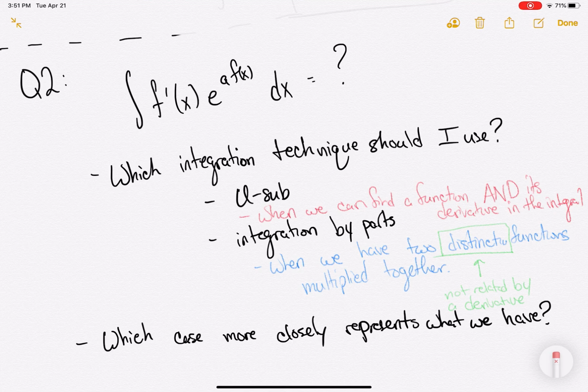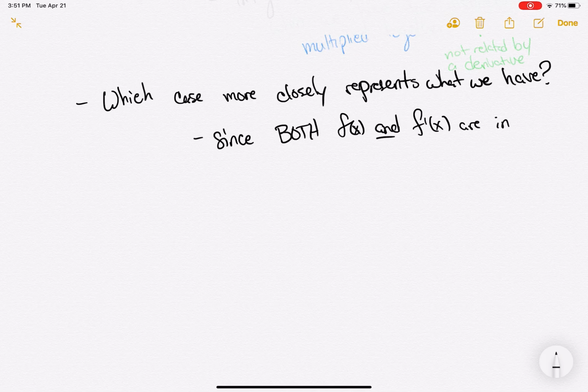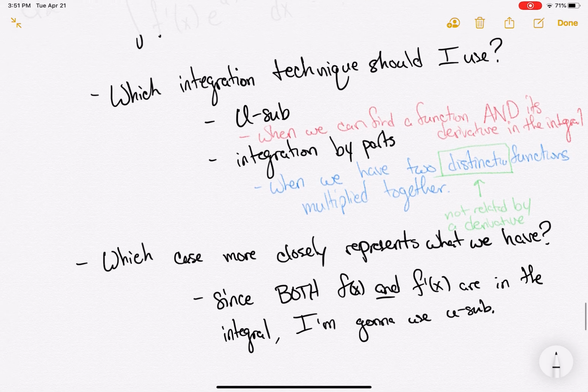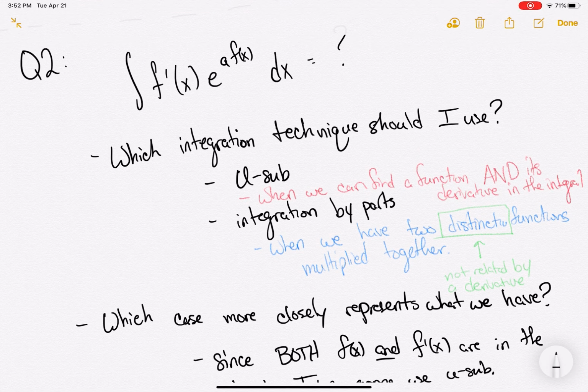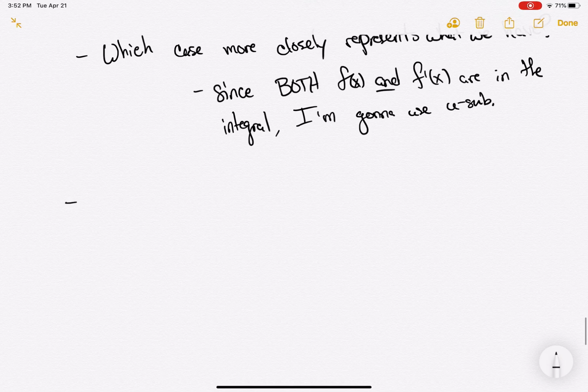I have a function f of x inside my integral, and I have its derivative f prime of x. So I'm going to say that here. Since both f of x and f prime of x are in the integral, I'm going to use U sub. I'm looking for both a function and its derivative. Turns out, when you do this for U sub, then f prime of x better always be du or something close to du. That's how du works. But let's just follow. What should u be?